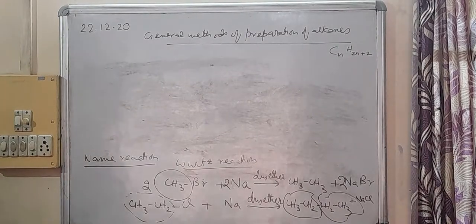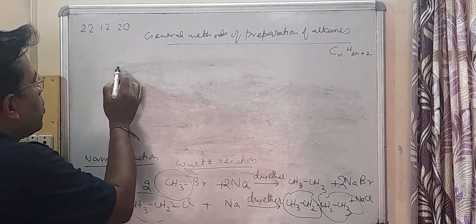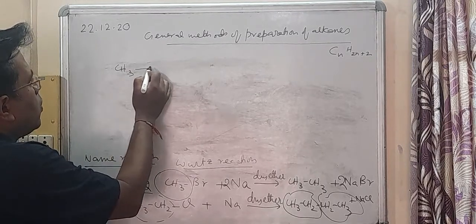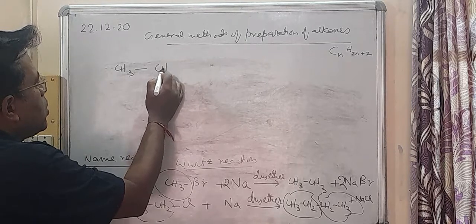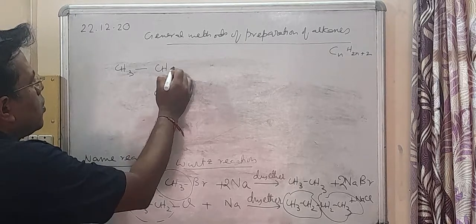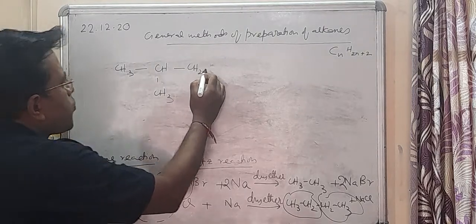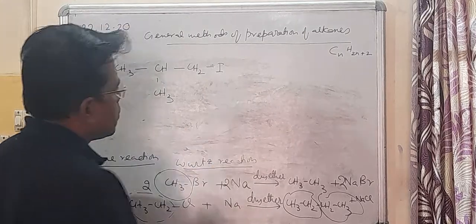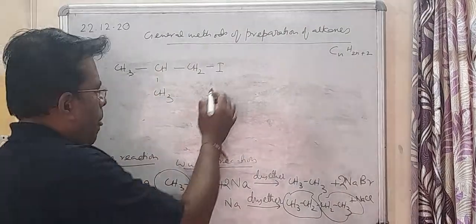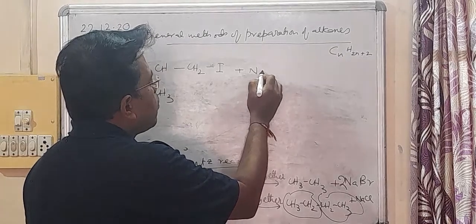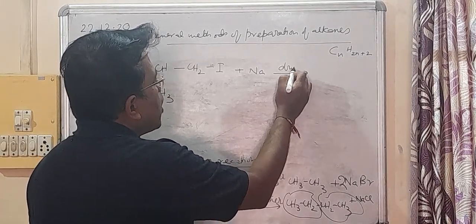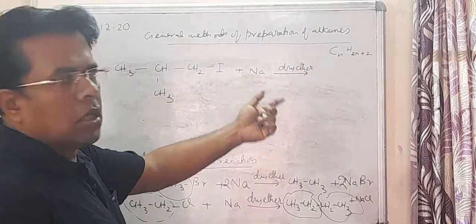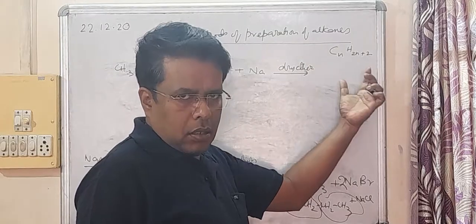Okay, in exams this type of question comes. Suppose CH3, CH, CH3, CH2, I. So it's also a halo compound, plus sodium in presence of dry ether. So you have to understand it is a Wurtz reaction. You try to write the product yourself.